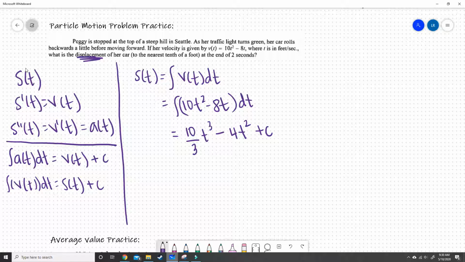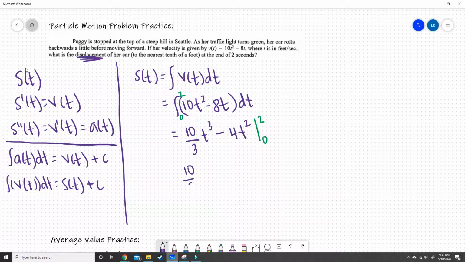Now, we either have a plus c there, and we have to take into consideration our initial condition, or we can say, well, we're integrating this from 0 to 2. And if I integrate this from 0 to 2, that changes things a little bit. I'd say, okay, 0 to 2, I no longer need this plus c. Rather, I'm going to evaluate this integral from 0 seconds to 2 seconds. Now it's a definite integral. I don't need to know what c is. So let's go ahead and plug in our 0 and 2.